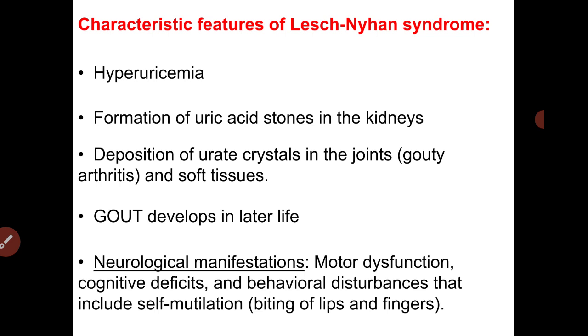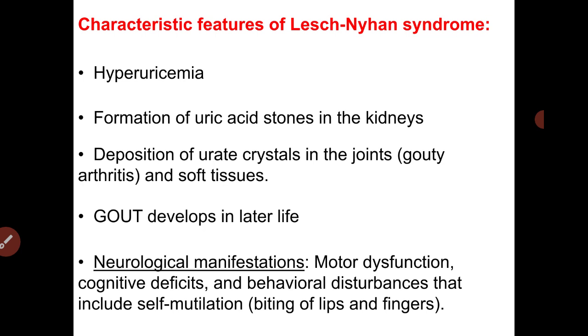What are the characteristics of Lesch-Nyhan syndrome? The symptoms are similar to that of gout. The patient will develop gout later in life, and due to increased uric acid in the blood, accumulation of uric acid in the kidneys leads to uric acid stones in the kidney, and deposition of uric acid in the synovial fluids causes gouty arthritis. In addition to this, the patient will also suffer from neurological manifestations. So this is a very characteristic feature of Lesch-Nyhan syndrome.